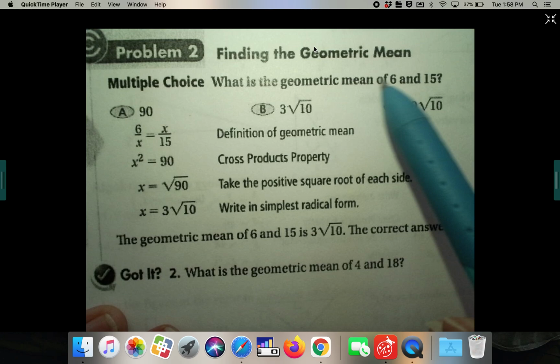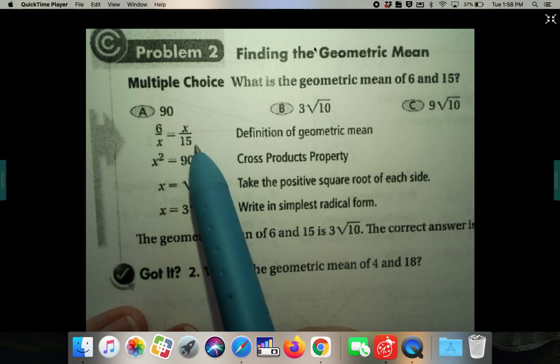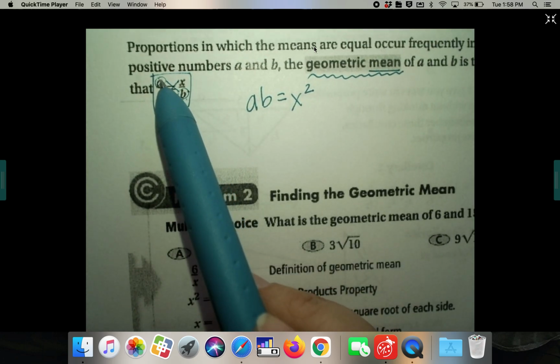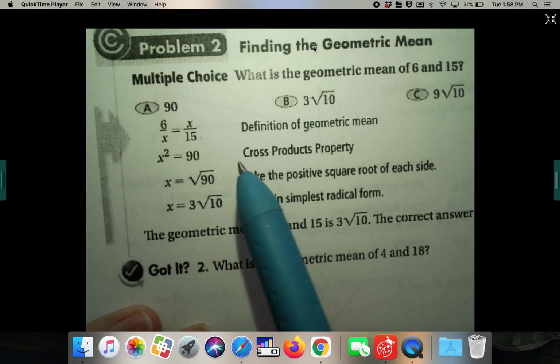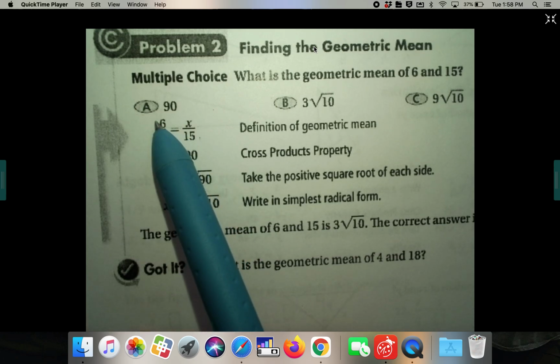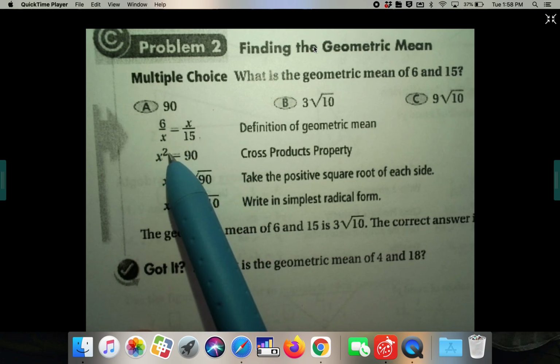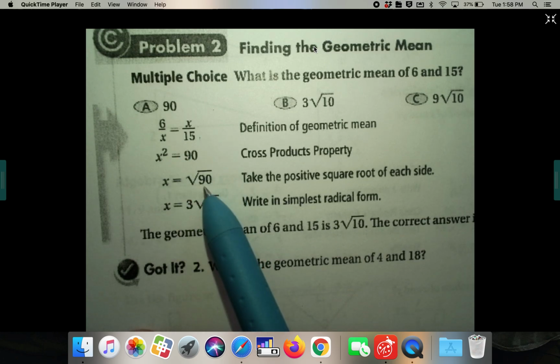So what is the geometric mean of 6 and 15? What they've done here is they've set up 6 and 15 for our A and B, just like I told you, we'd swap those out for numbers. 6 and 15 are the numbers, and when you cross multiply 6 times 15, you get 90. x times x is x squared. So then in order to get x by itself, you need to take the square root of each side.